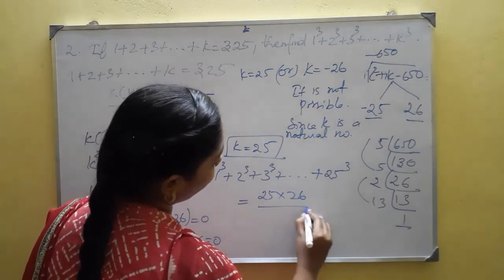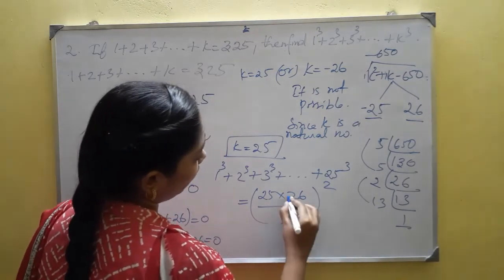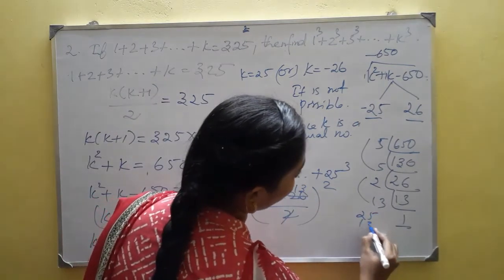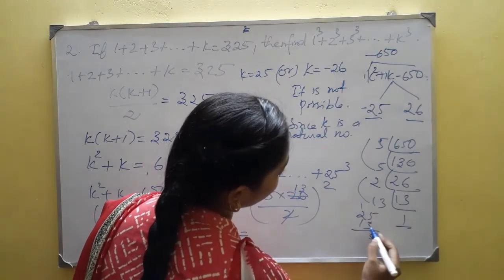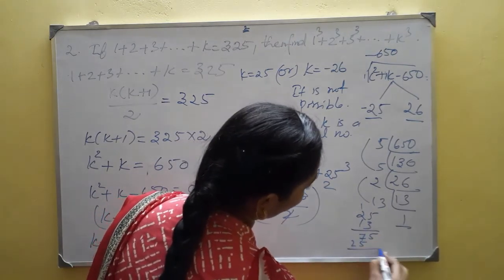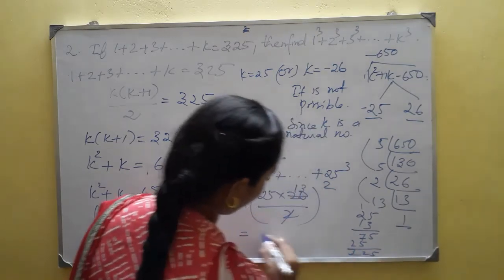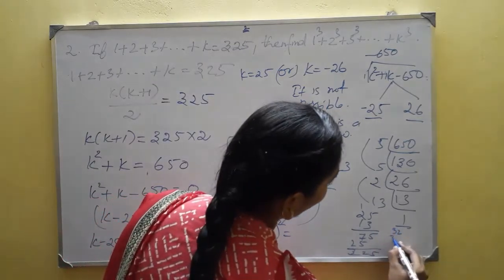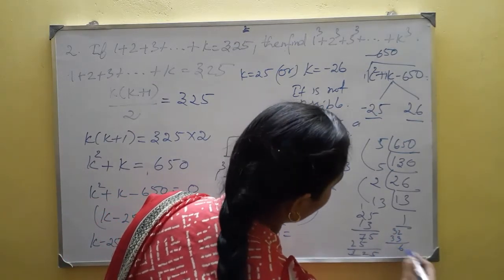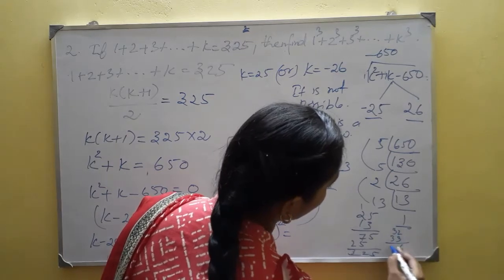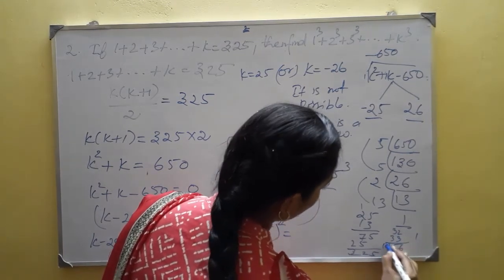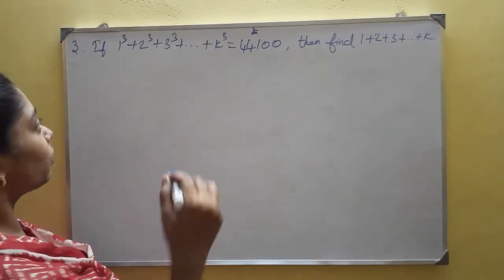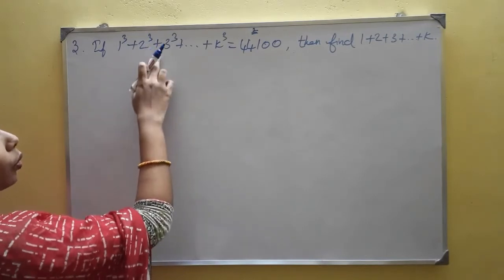25 into 26 whole divided by 2 power 2, and this is 1 time, 13 times 25 into 13, 3 5s are 15, 5 2s are 10, 5 1s are 5, 3 3s are 9, so 325 to the whole square, and now this answer is 105625.